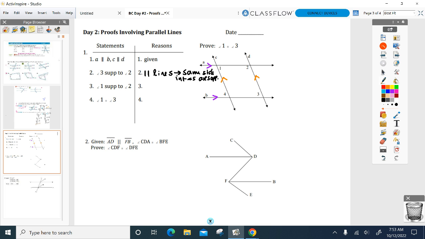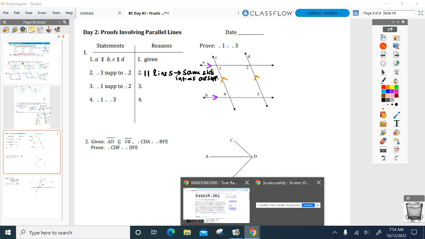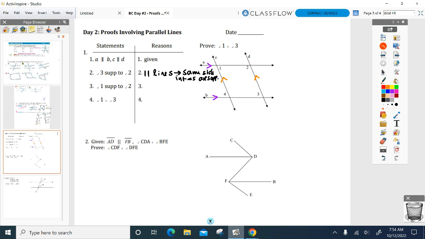Step 3, I'm saying now 1 is supplementary to 2. Why? Why is 1 and 2 supplementary? They're not linear pairs, obviously, because they're not adjacent. So why am I saying 1 and 2 are supplementary? What type of angles are those? They're also same side interior. Same reason. Everyone agree? So parallel lines. If you were doing this just on a blank proof all by yourself, yes, you could combine steps 2 and 3 in the same step because they have the same reason.